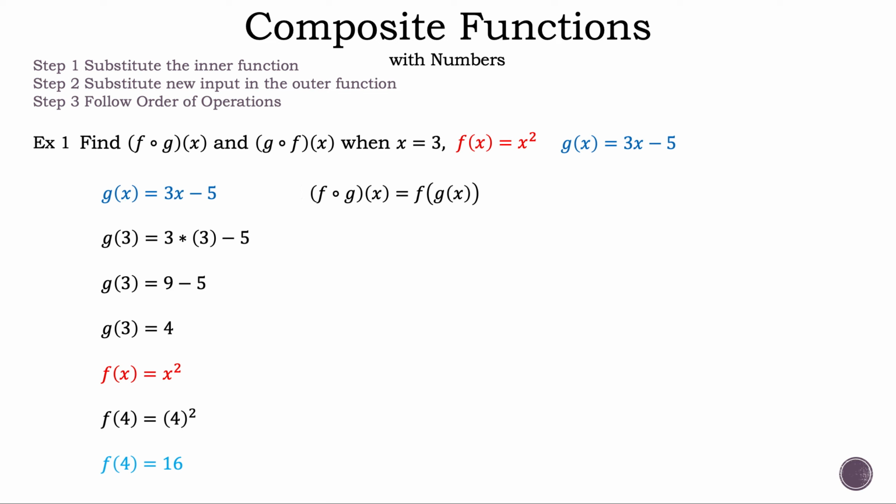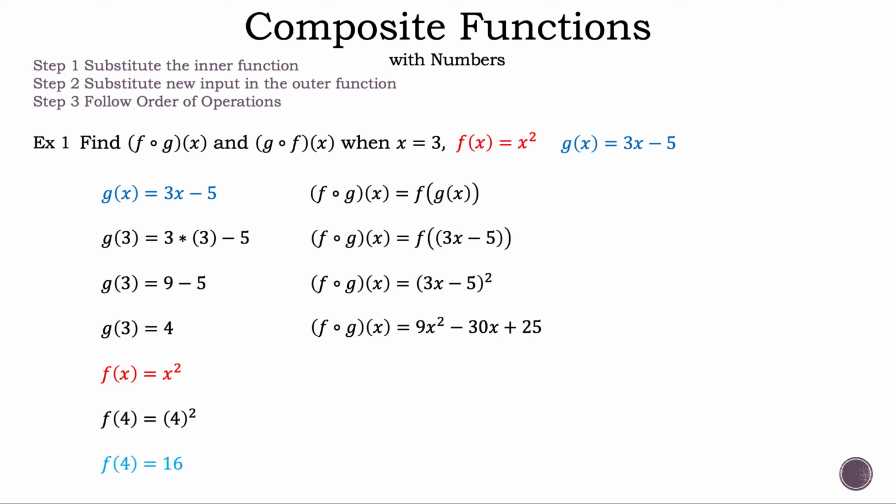Now, let's find f of g of x, so we only have to substitute once. Which function is the inner function? g of x is the inner function, so let's substitute 3x minus 5 for g of x. So now we have f of g of x is equal to f of 3x minus 5. Now, let's substitute 3x minus 5 into f of x, so now we have f of g of x is equal to the quantity 3x minus 5 squared. And that binomial squared is 9x squared minus 30x plus 25. Now we found f of g of x.